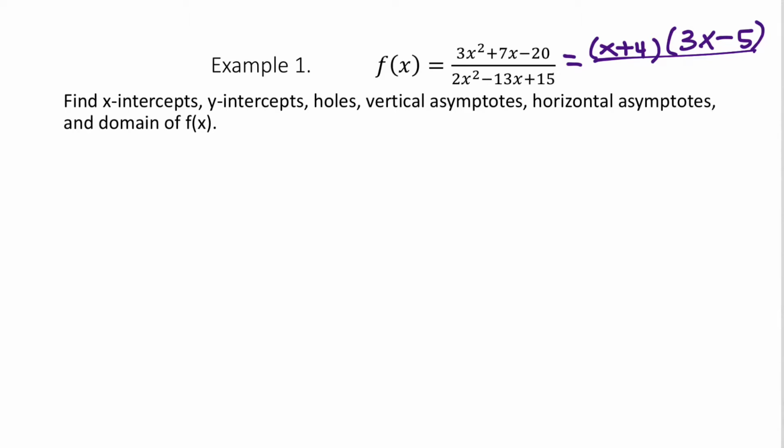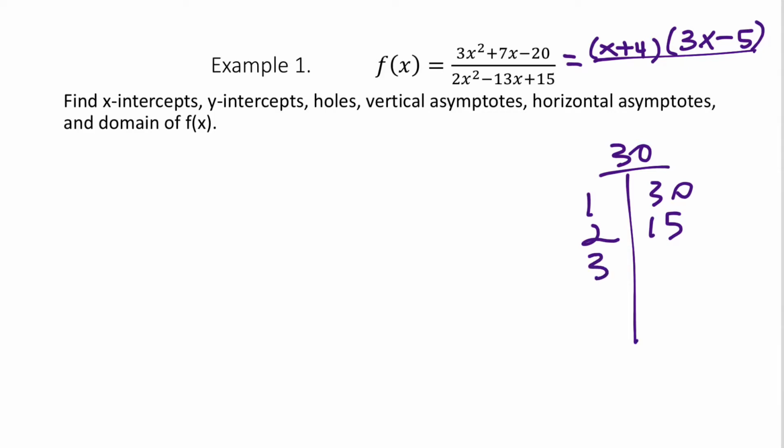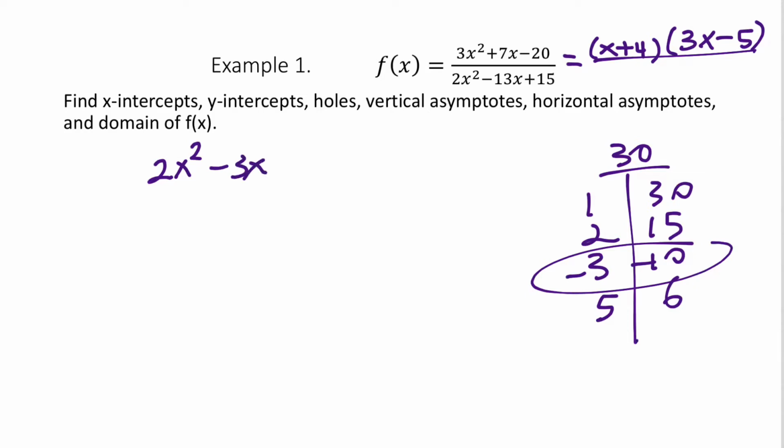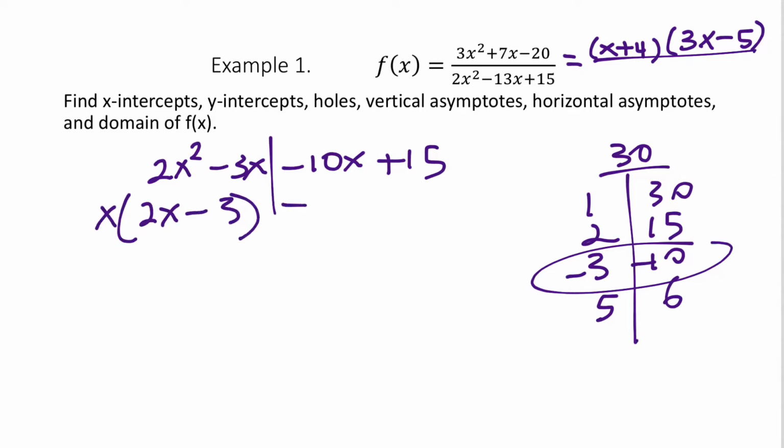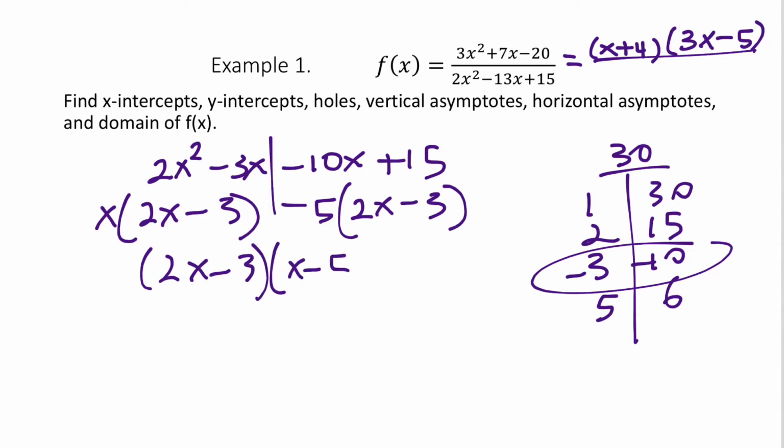So we've got 30, 1, 30, 2, 15, 3, 10, 5, 6. So we have to multiply to give a positive 15, add to give a negative 13. So we're going to choose those two factors. Replace negative 13x with negative 3x minus 10x and then plus 15. So we're going to factor out an x, bring down the minus. We have the same factor here. So our factored form is 2x minus 3, x minus 5.